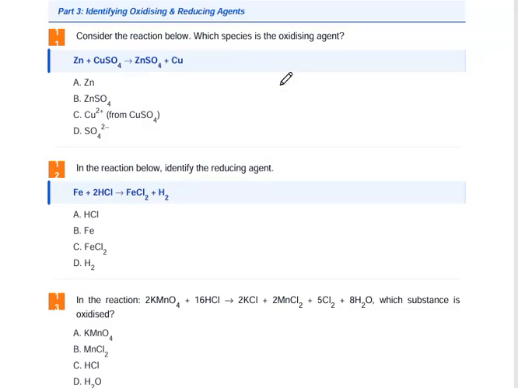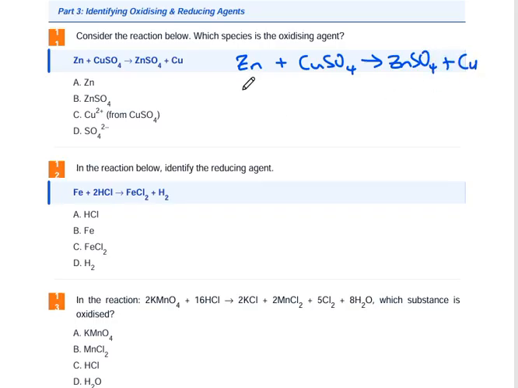Okay, so consider the reaction below. Which species is the oxidizing agent? Here, the oxidizing agent is simply the species that is being reduced. And we can use the oxidation number to get that. So we have zinc plus copper sulfate, giving us zinc sulfate plus copper.